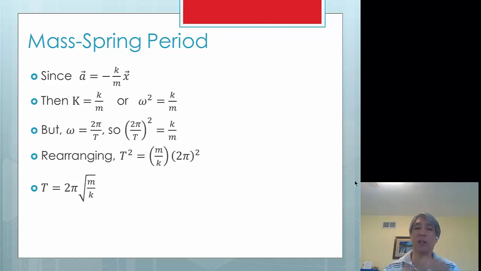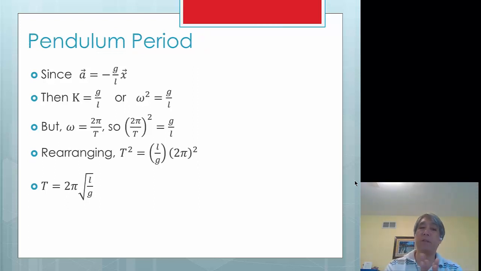Taking a square root of both sides gives me the formula that I'm familiar with: the period of a mass spring system is only dependent upon the mass and the spring constant, multiplied by 2 pi. For a pendulum, follow the same formula. Whatever is in front of the x is my omega squared. Then making the substitution for omega of 2 pi over T and solving for T, I find that the period of a pendulum is 2 pi square root of L over g. Okay, thank you.